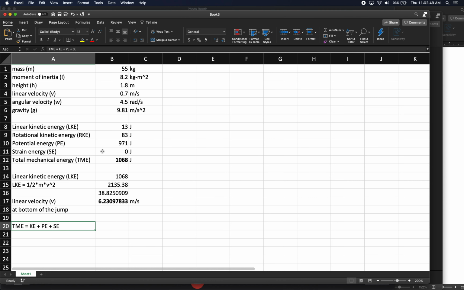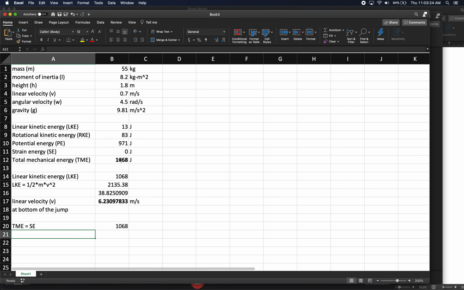I'm at rest, meaning my kinetic energy is 0. I'm on the ground, meaning my height is 0, so my potential energy is 0. So all of that 1,068 joules of total mechanical energy that I have in my system here is now all in strain energy.